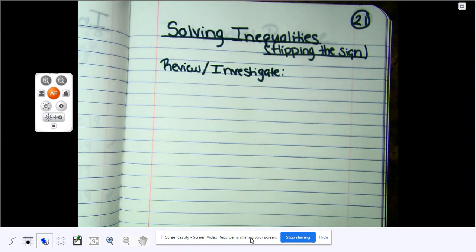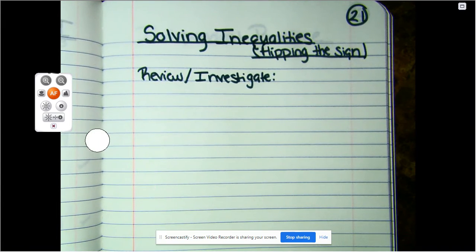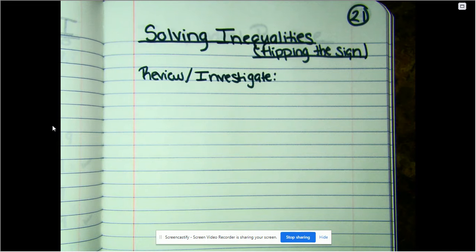Okay, today we're going to be solving inequalities, flipping the sign, and then we're going to do a brief review and an investigation that students have done already. We're going to review that before diving into today's problems.